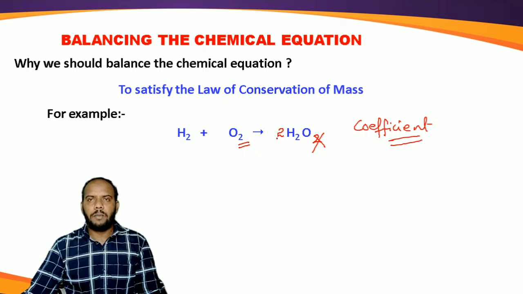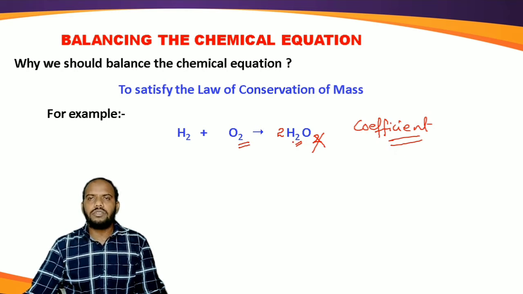So now what problem happens? Once more you check the hydrogen. Hydrogen total how many? Just multiply. This is the coefficient and this is a subscript. Okay, this is a subscript and this is a coefficient. You should multiply the coefficient and the subscript.